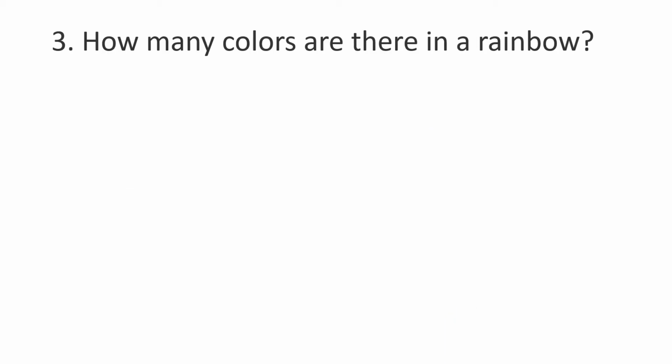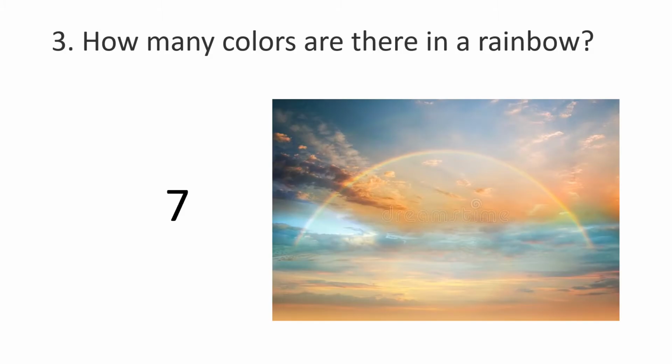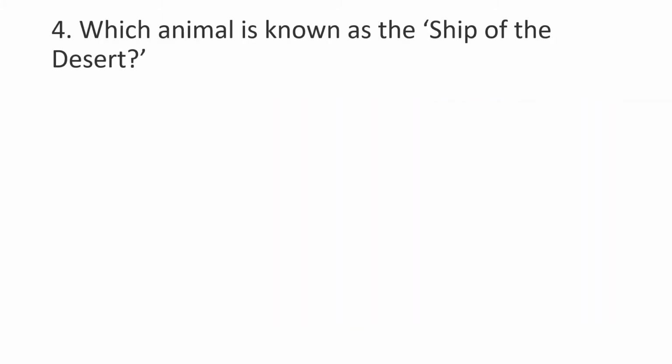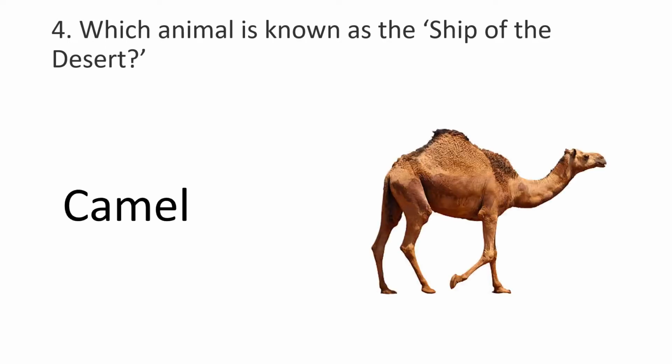How many colors are there in a rainbow? 7. Which animal is known as the sheep of the desert? The answer is camel.